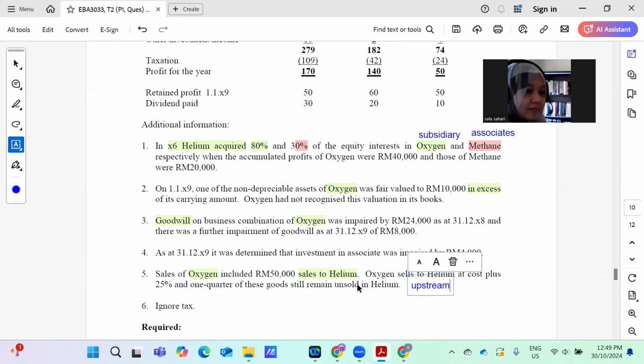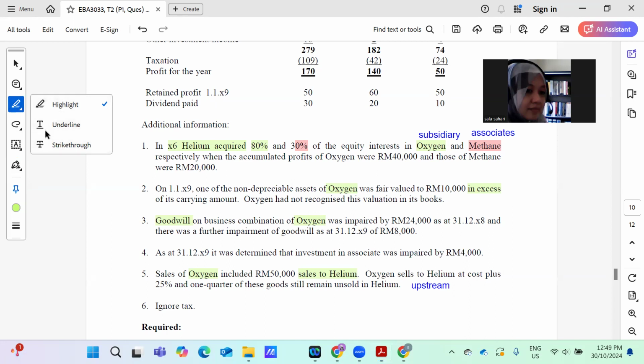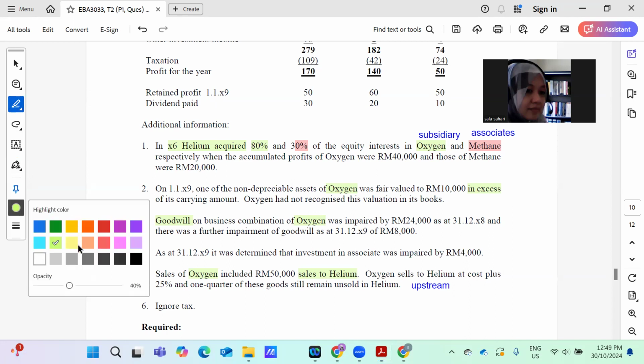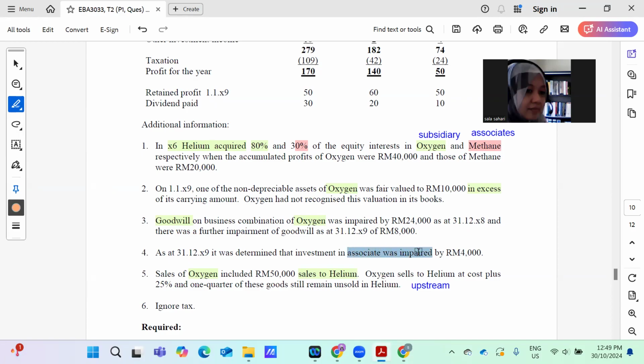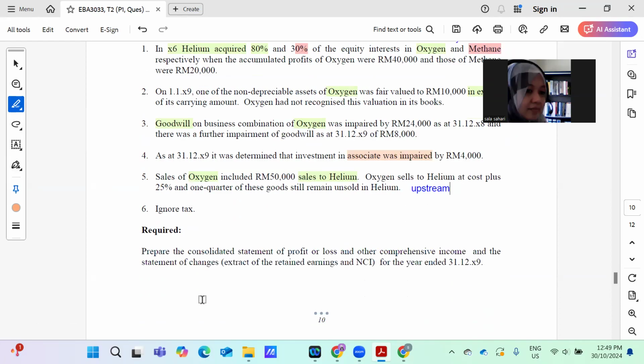But this one is for subsidiary. I will show you also afterward. The only difference is that I wanted to highlight, because you need to differentiate whether it is your subsidiary or associate. So note number 4, this 4,000, is impairment in associate. So the one that I highlight in orange color is for associate. And number 6 means ignore the tax. All right, so let's see the question requirement.